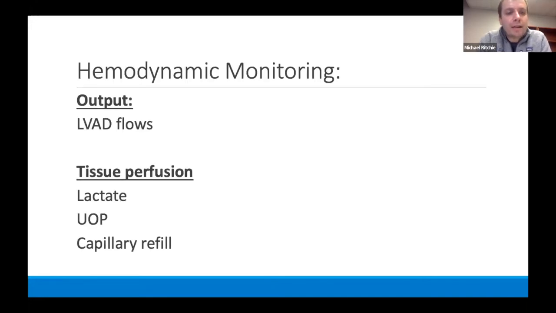One thing you can look at, and we talked about lactic acid, urine output, cap refill, you can also look at VAD flows. For the VAD flows, the idea is, based on their body surface area, if their VAD flows are normal, like 4.5 to 5 liters, that gives them a cardiac index greater than 2, and hopefully that means they're having good perfusion. But again, that only tells you the flow through the VAD as opposed to what the actual flow of the person is.